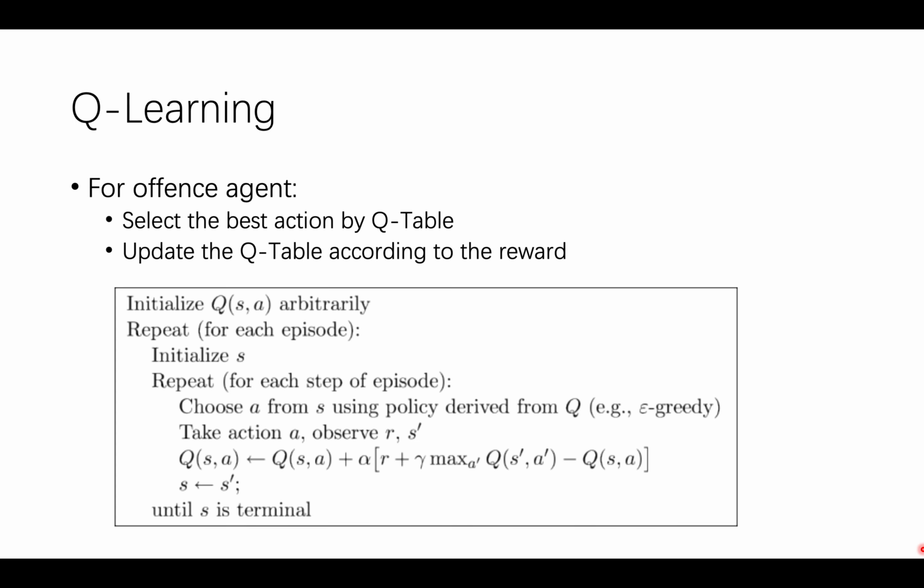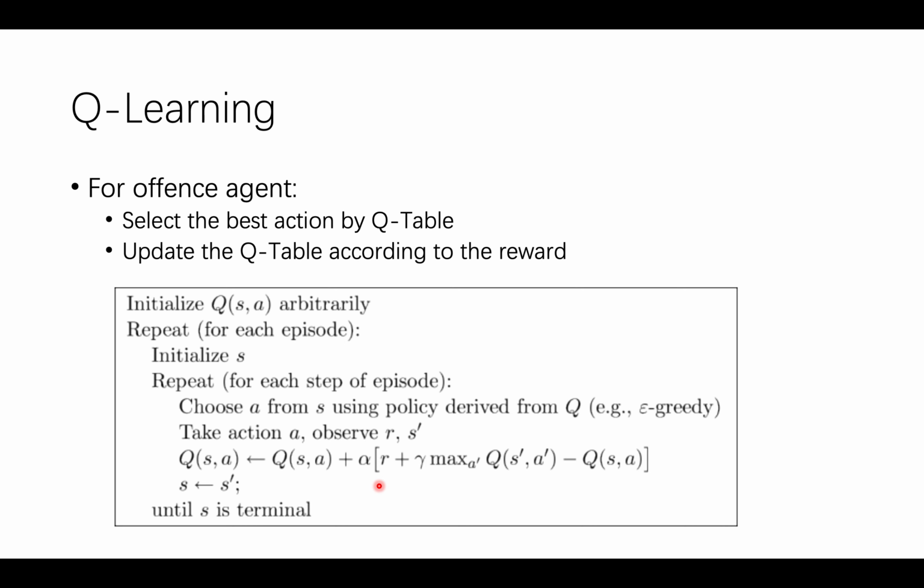The second technique that we use is Q-learning. Q-learning is one of the reinforcement learning algorithms. The goal of Q-learning is to learn a policy, which will tell the agent what action to take under each state. The most important part is the Q table. We initialize all the Q values at the beginning and update them according to the reward. In this project, we choose the best action with the maximal Q value in each state.